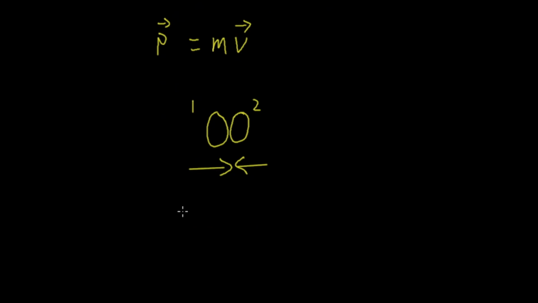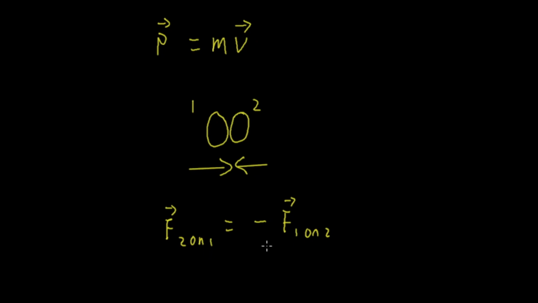Now, the force acting on ball 1 is the force of ball 2 acting on ball 1, so we can write that as the force of 2 on 1. And the force acting on ball 2 is the force of ball 1 acting on ball 2, so we can write that as force of 1 on 2. These two forces should be equal in magnitude but opposite in direction, so I put the negative sign here.